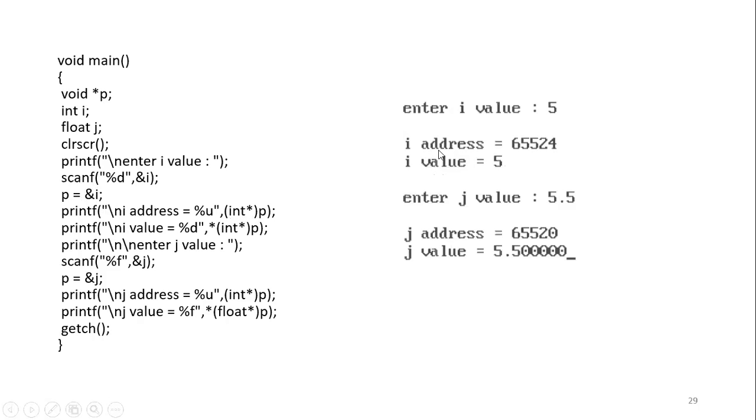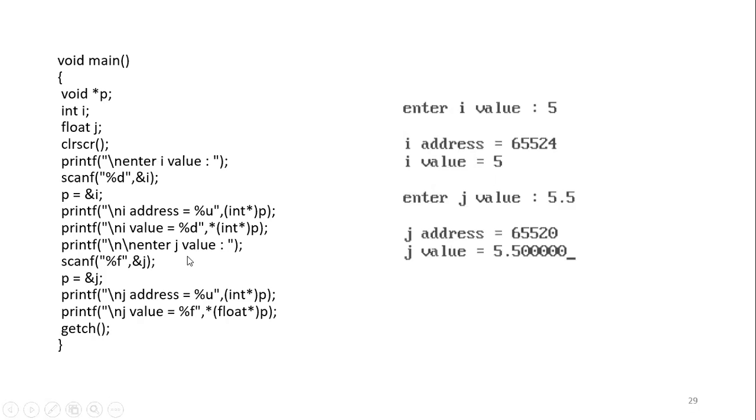Now I can see that i's address is 65,524. To get the i value, we need to dereference this pointer. This pointer p is of type void star and we typecast it with int star. So if I dereference this void star pointer by applying star, then I will get the i value. The i value is 5.